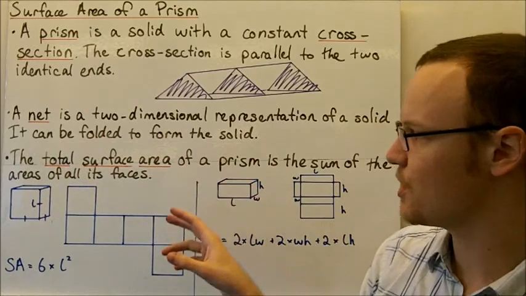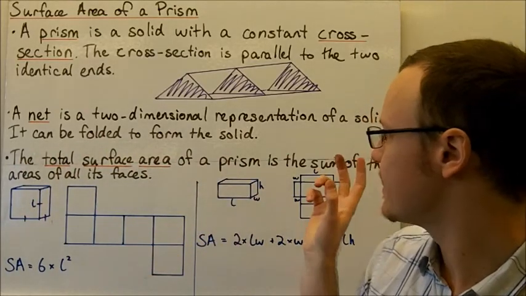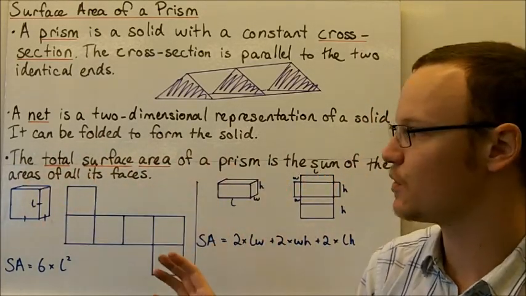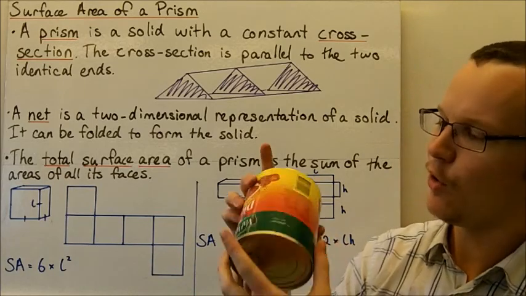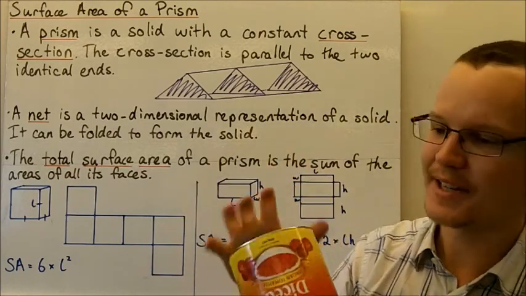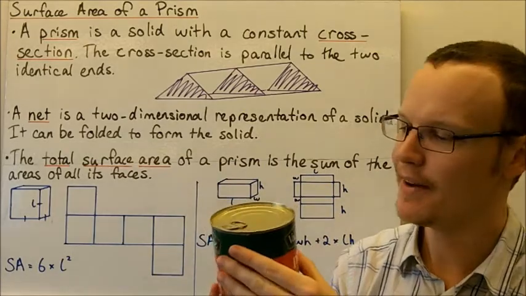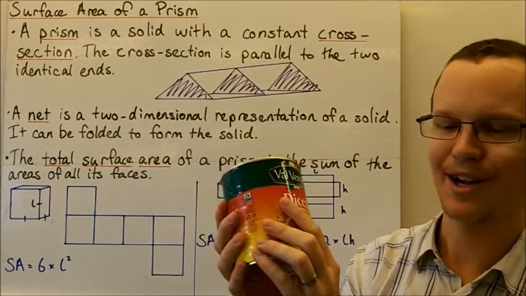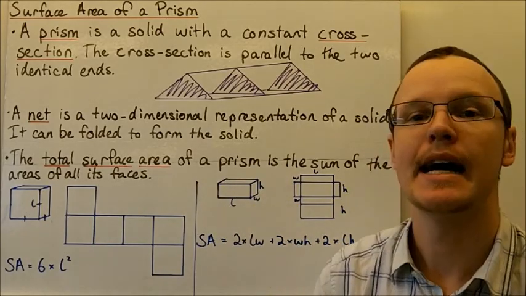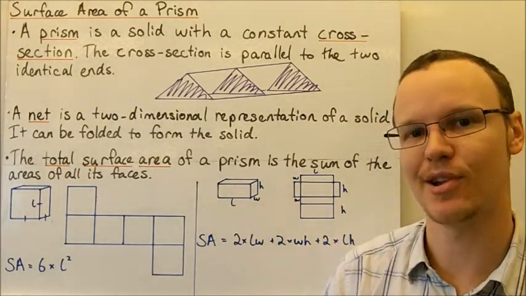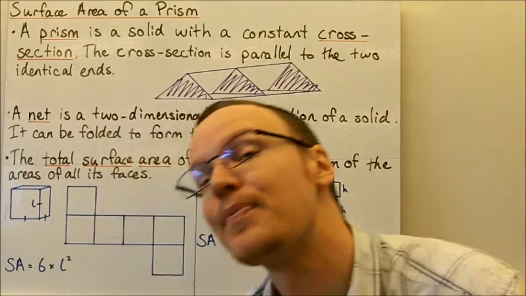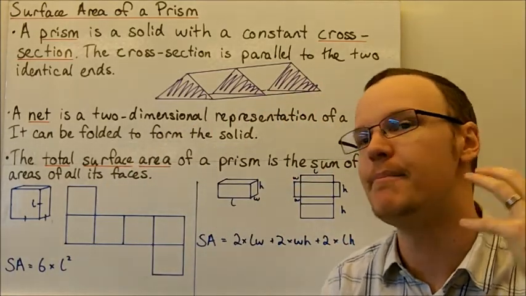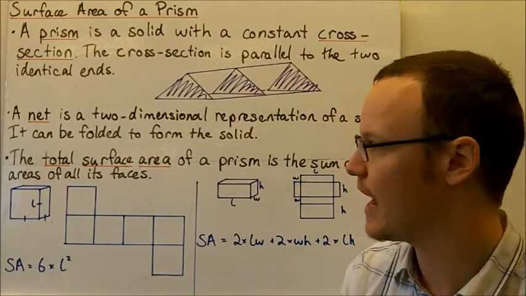So the total surface area of a prism is the sum of the areas of all its faces. So we add up all of the areas of all of the faces, and that's the surface area. That information can be very handy when we need things like labels, like on this tin, or we need to paint rooms and things like that. We need to have the amount of area so we know how much we've got to cover.